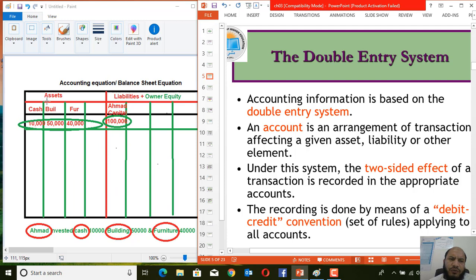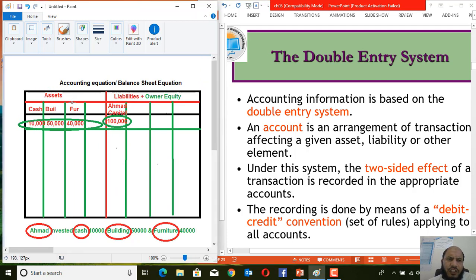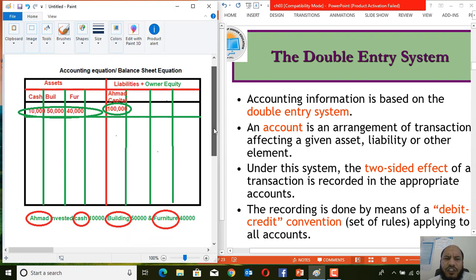On the asset side, we have recorded cash 10,000, building 50,000, and furniture 40,000. This is one side of the equation, and when we add all three, it equals 100,000. The second side of the equation, the owner's equity and liability side, has the same amount under the name of Ahmad Capital, equal to $100,000. So both sides of the equation must be equal at the end of each transaction.